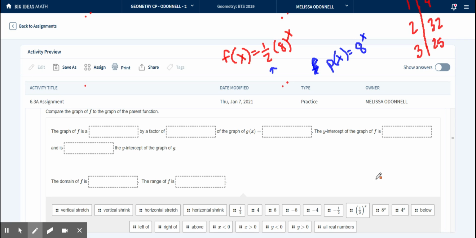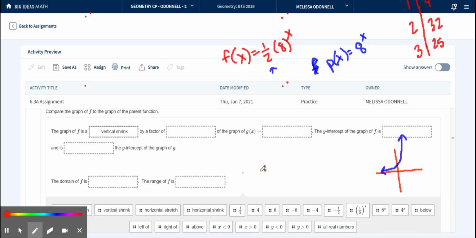I could sketch them real quick. I could grab Desmos and look at them real quick, or I could know what that 1/2 is doing, right? So that 1/2 is going to do what's called a vertical shrink, okay? And if you look at the two graphs, we've got our parent function, which is going to give us a graph that looks something like this. And then we've got our new function, our transformation, f of x equals 1/2 times 8 to the power of x. And if we graph that, you could use Desmos or whatever, it's going to look very similar. It's just going to be sort of flattened a little bit, right?